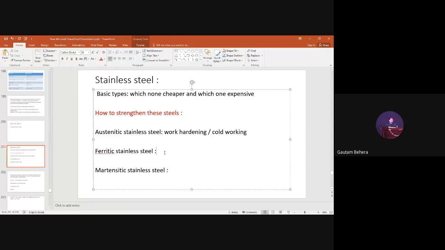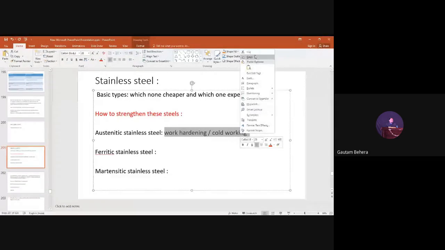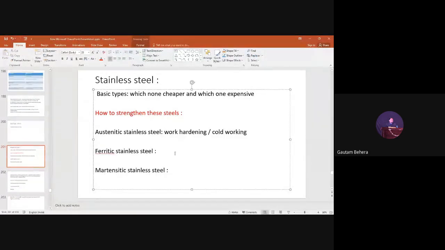Since the austenite phase is completely absent here, no phase transformation is possible, right? So again, I can say ferritic stainless steel cannot be hardened by heat treatment, or by transformation strengthening or transformation hardening, because the austenite phase is absent. Only the ferrite phase is there. So again, the answer is the same: we can harden or strengthen this ferritic stainless steel by work hardening.